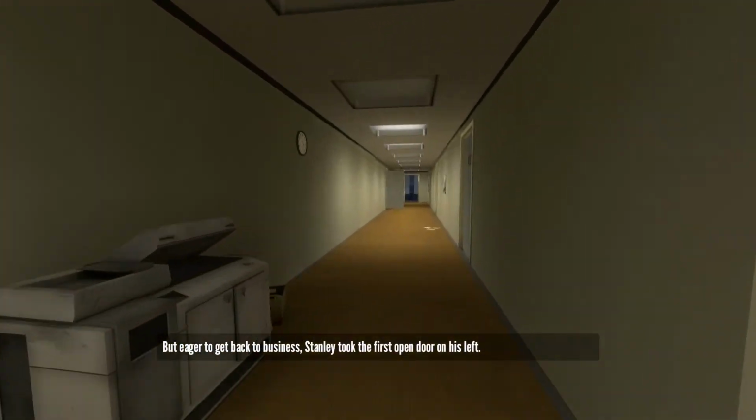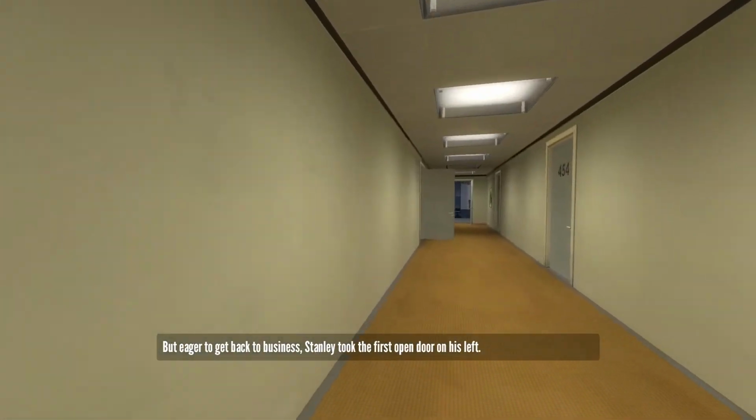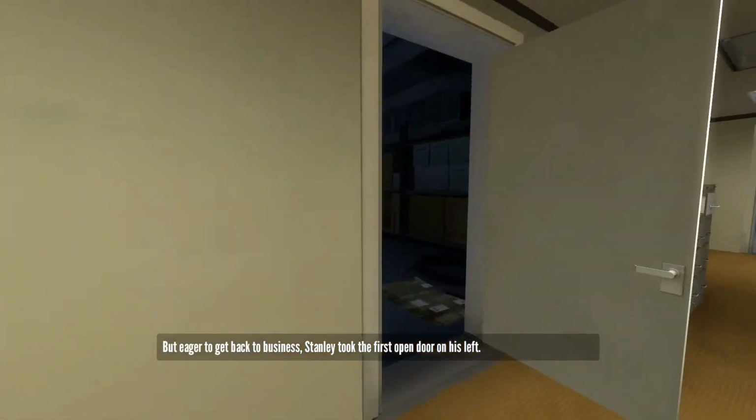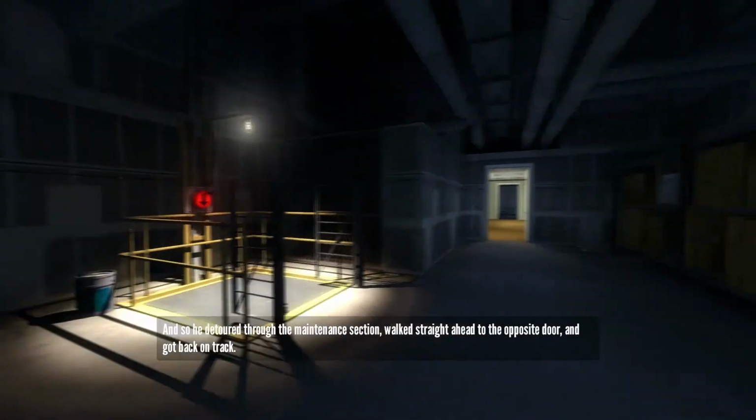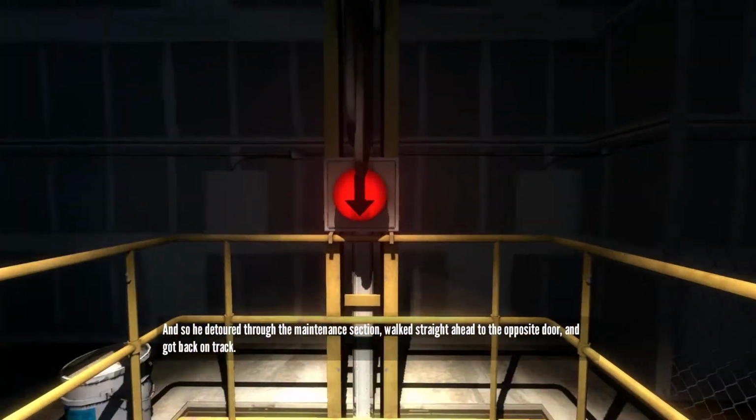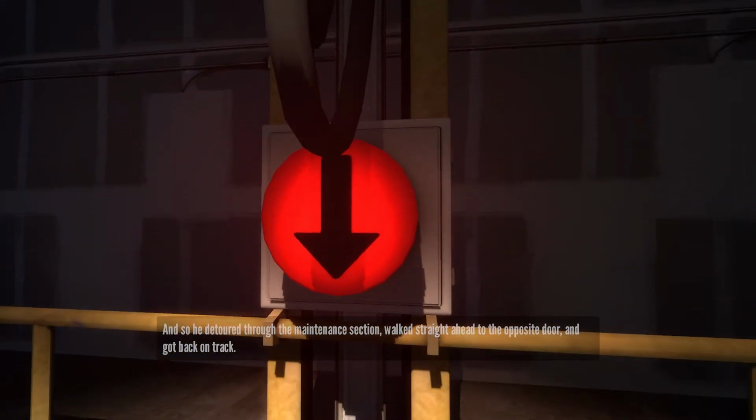But eager to get back to business, Stanley took the first open door on his left. And so he detoured through the maintenance section, walked straight ahead to the opposite door, and got back on track.